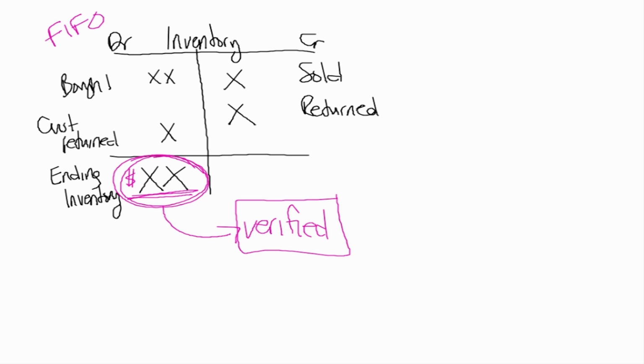So how can we verify the number, the system number, is correct for ending inventory? And count. Yes, that's exactly how we do it.